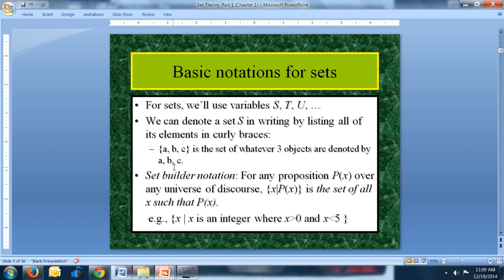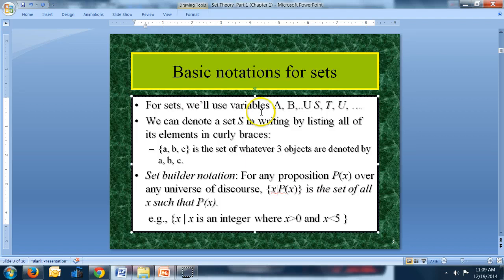We start with some notation for sets. We use uppercase letters S, T, U, capital A, capital B, and so on. We also use capital U for the universal set, as we will introduce later on.